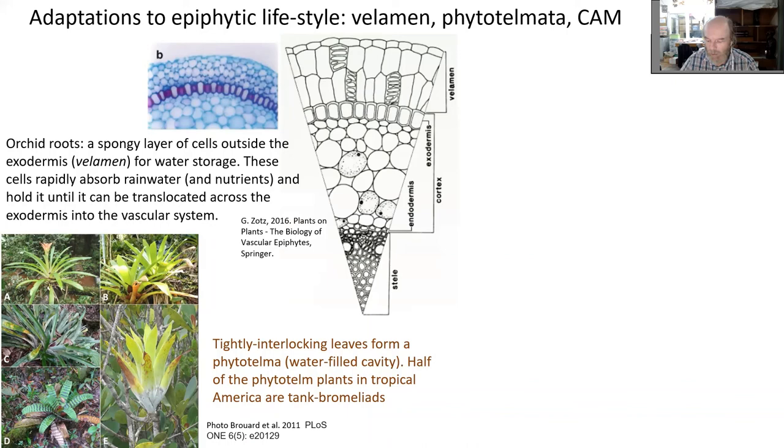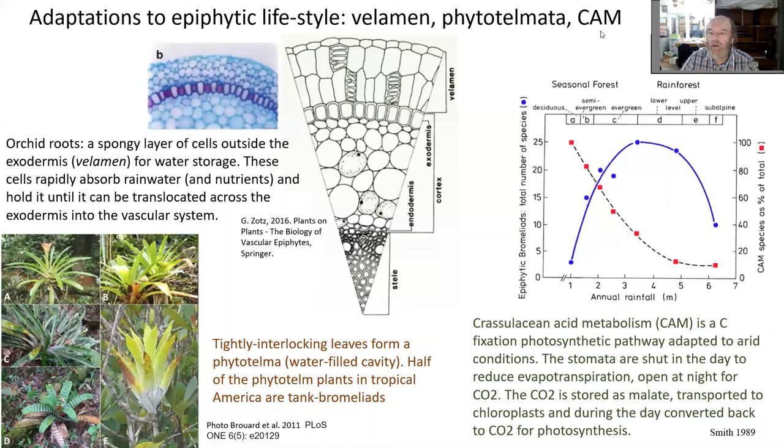And then finally, we have CAM photosynthesis, which is so-called crassulacean acid metabolism, which is primarily an invention of desert plants, but it comes in handy for epiphytes, especially when they grow in areas with smaller rainfall, as is shown here, as the proportion of CAM bromeliads is decreasing with increasing rainfall. And that CAM metabolism is basically conserving water during photosynthesis, because the stomata are shut in the day to reduce evapotranspiration, and they are open at night when carbon dioxide can get inside the plant, and then that is chemically stored as malate and transported to the chloroplast during the day. And so the photosynthesis can happen while stomata are still closed.